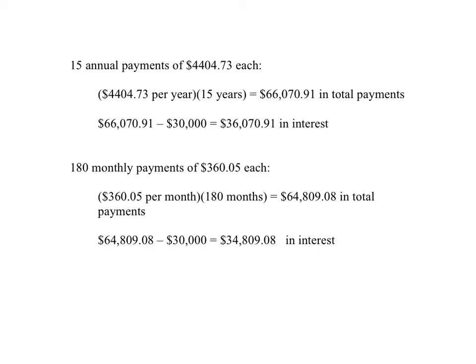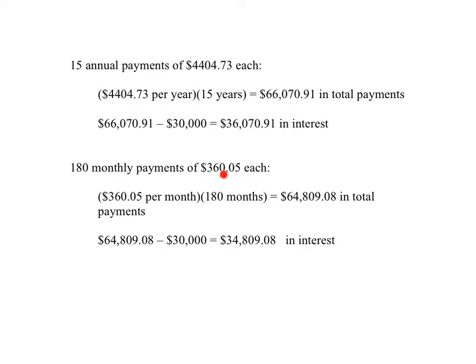In the case of 15 annual payments of $4,404.73 each, we take the amount per payment times the number of payments and find that there are $66,070.91 in total payments. How much of that is interest? Well, the loan amount was $30,000. The principal, the amount borrowed, was $30,000. So the difference, $36,000 something, is the interest that we end up paying.